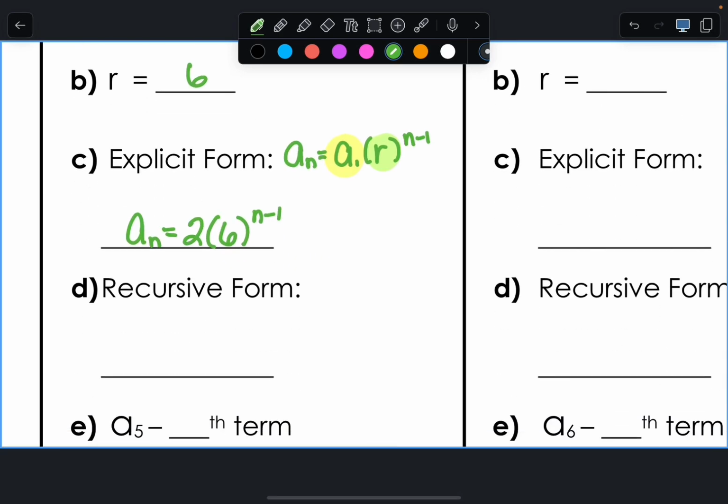Recursive form, the formula is A sub n equals R times A sub n minus 1. All right. For the recursive formula, you just have to plug the common ratio into the correct spot. Everything else is the same. So that's even easier to form. So you get A sub n is equal to what? 6 times A sub n minus 1. That's it.